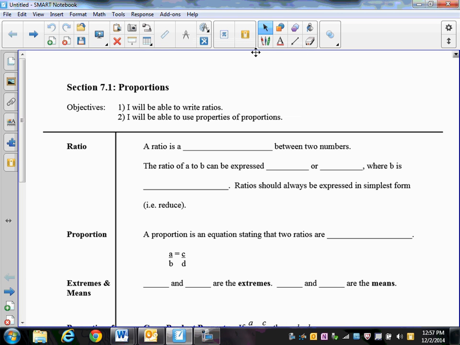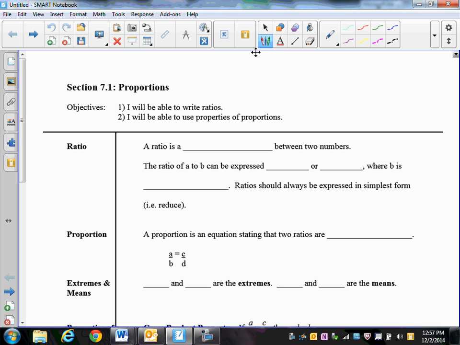These are the notes for section 7.1, proportions. We're going to start a new unit on similar triangles. The objectives for this section will be: I will be able to write ratios and I will be able to use properties of proportions.